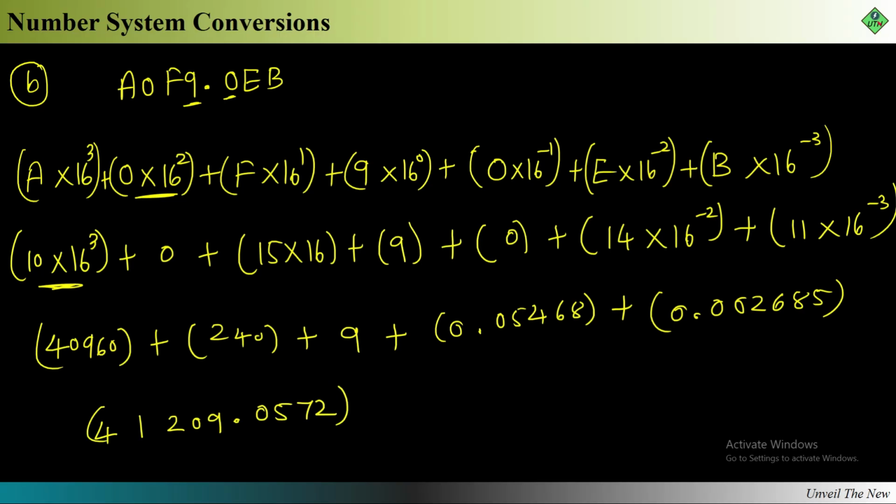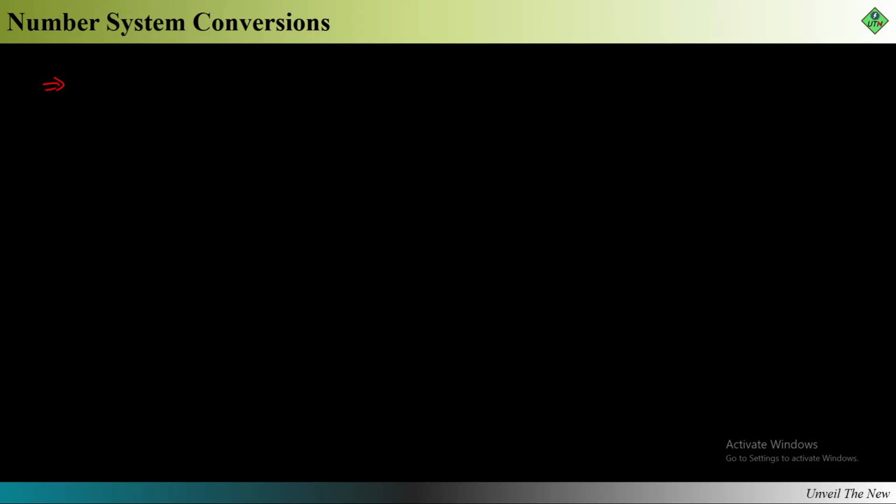So finally if you add all of them, it will be around 41,209.0572. Okay, so that is why I have told you, for having this type of calculation you definitely need a calculator. So with the help of a calculator you will easily do this conversion from hexadecimal to decimal. So these are the three basic or standard number systems that you will see in all the books.